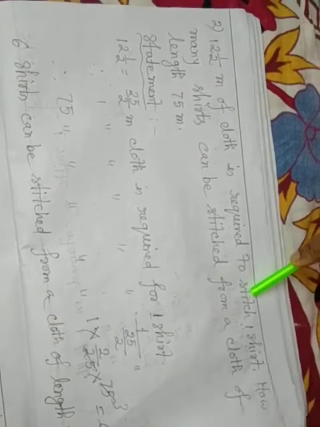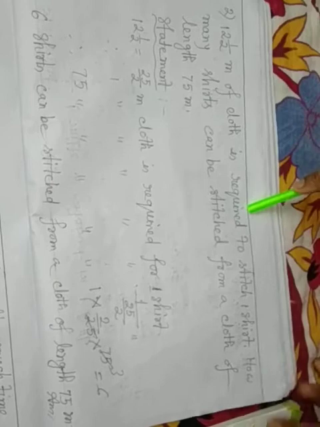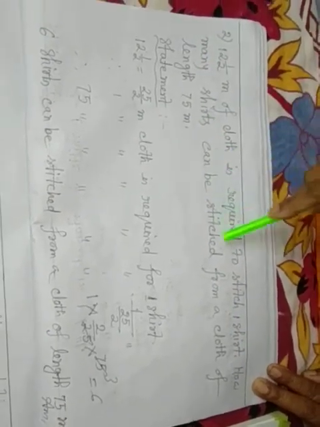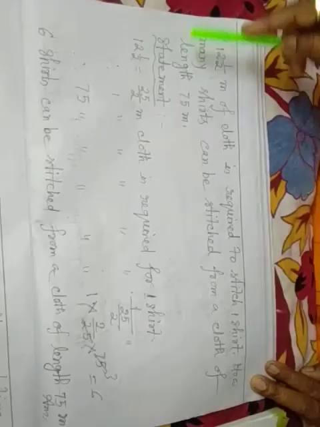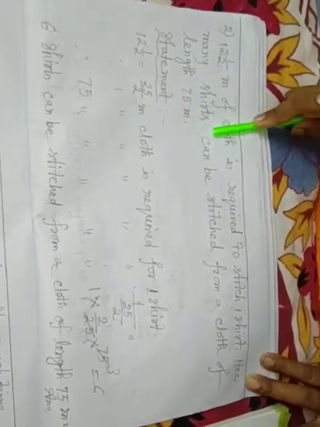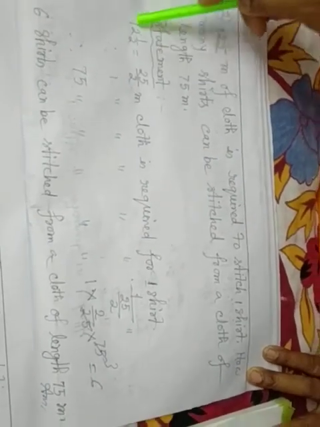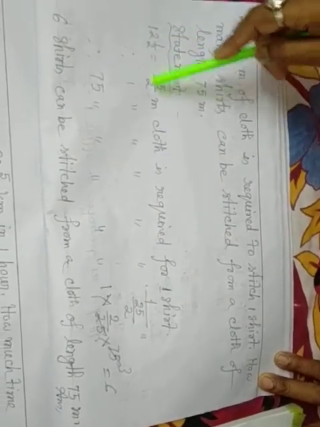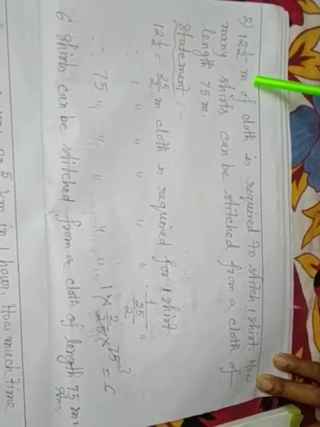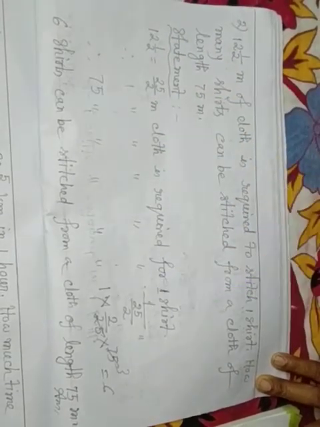Number 2. 12 1 by 2 meter of cloth is required to stitch one shirt. How many shirts can be stitched from a cloth of length 75 meter? One statement. 12 1 by 2 means 12 2s are 24, 1 is 25 by 2. 25 by 2 meter cloth is required for one shirt.